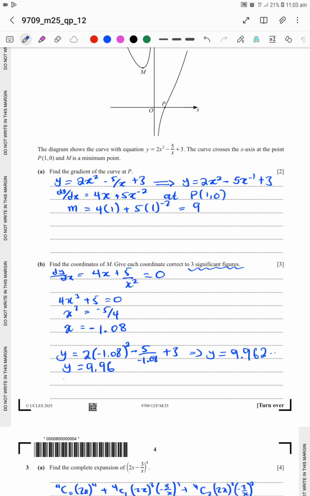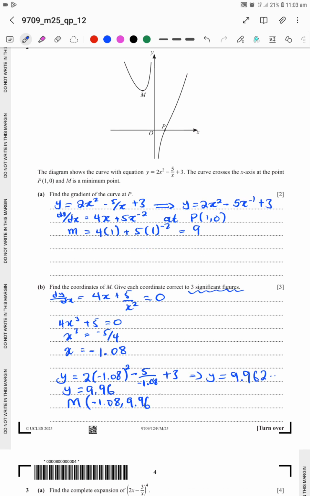Since I want to write it to three significant figures, y will be equal to 9.96. So the coordinates of the point M are negative 1.08, comma, 9.96. So that is the coordinate of M. And from here we can move to question number 3.